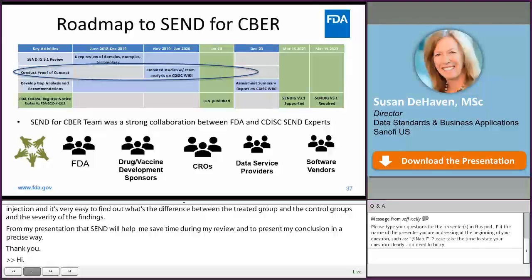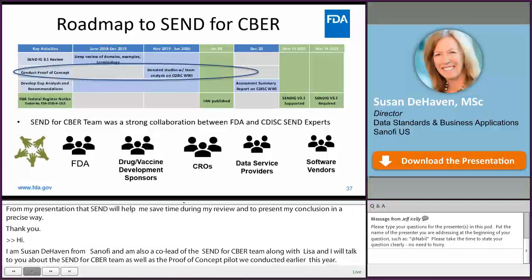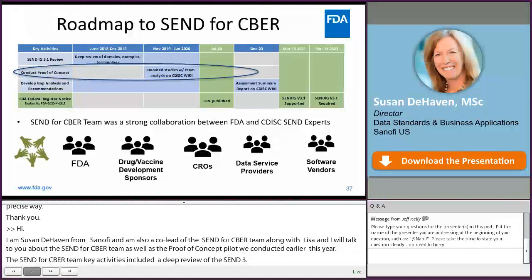The SEND for CBER team's key activities included a deep review of the SEND 3.1 IG, followed by the proof of concept pilot that we'll talk about today. And through the end of this month, we'll be publishing our assessment summary report on the CDISC Wiki.